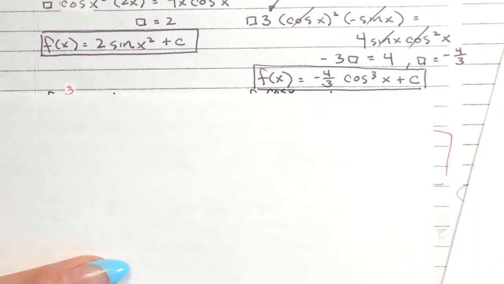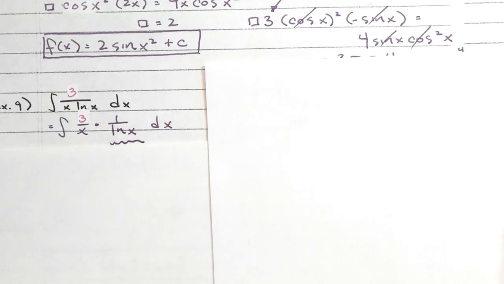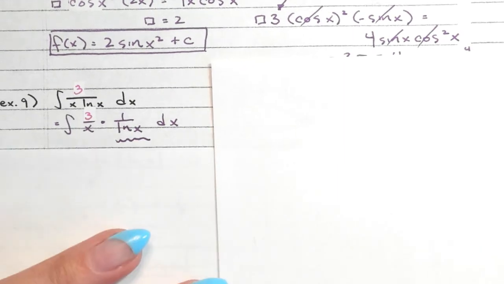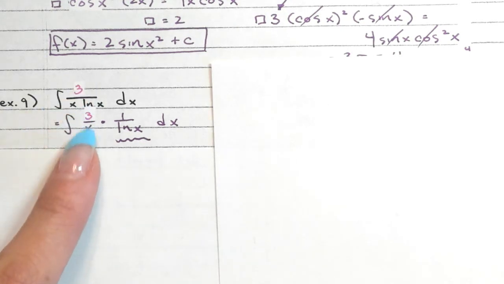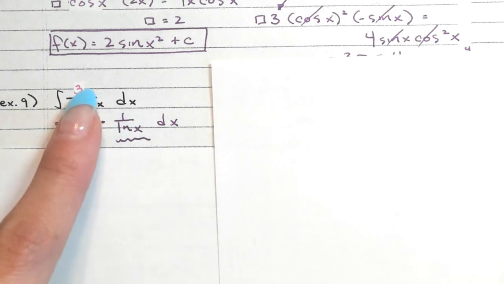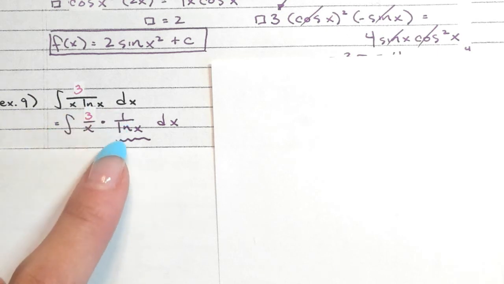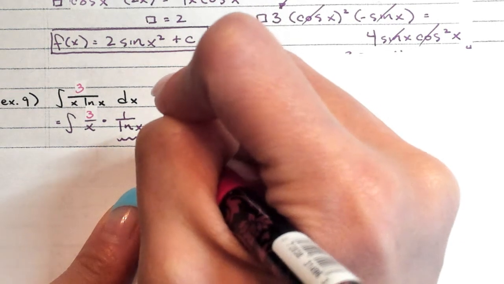Okay. And then let's see, this one I changed a little bit. Sometimes I change it from one day to the next. So this one, you're splitting it up and you're realizing this is actually a 3 over x. If you want to put the 3 over here, it'll work the same way. You'll get the same answer, okay? So I split it up into 3 over x and then 1 over ln x. 1 over ln x is my Big Brother.